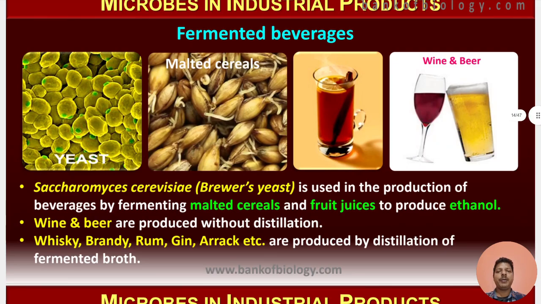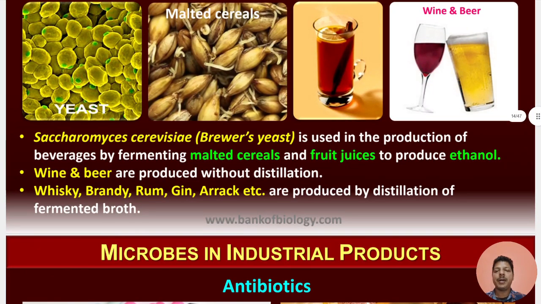Saccharomyces cerevisiae, brewer's yeast, is used in the production of beverages by fermenting malted cereals and fruit juice to produce ethanol. Wine and beer are produced without distillation. Whiskey, brandy, rum, gin and arak etc. are produced by distillation of the fermented broth.